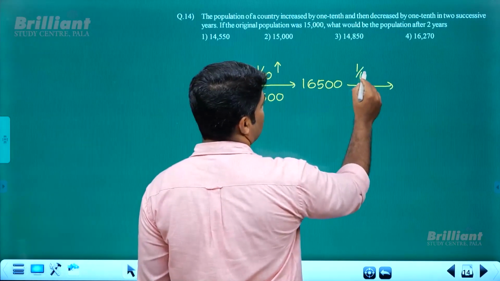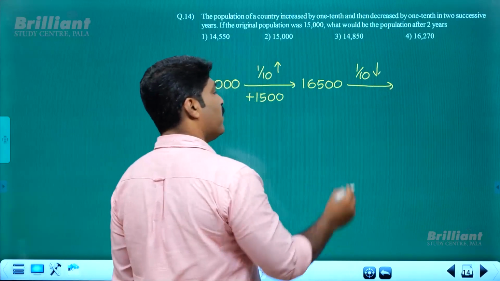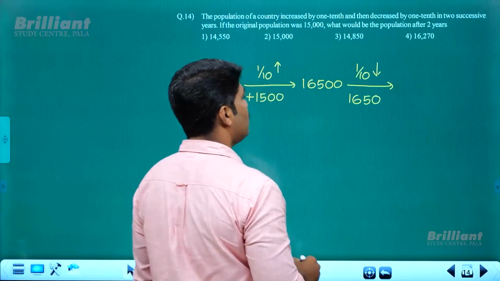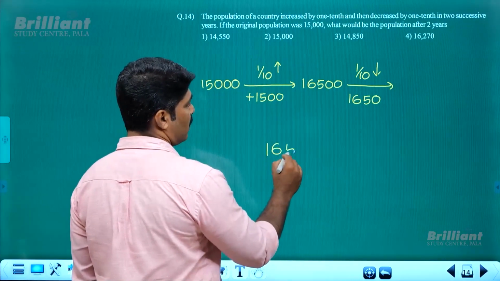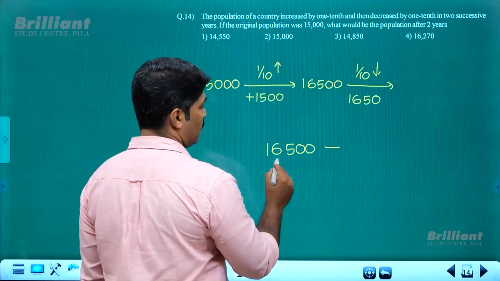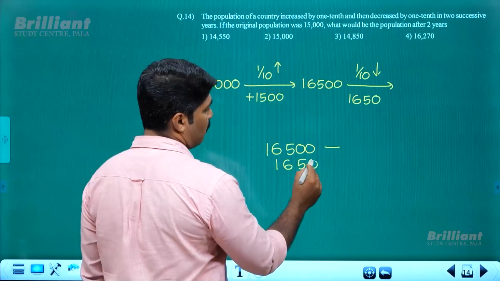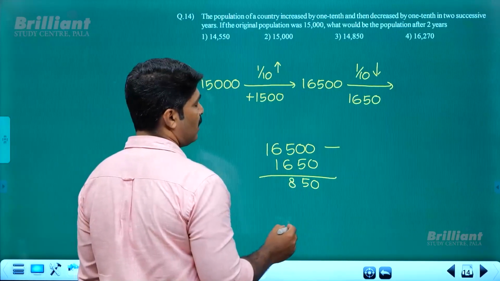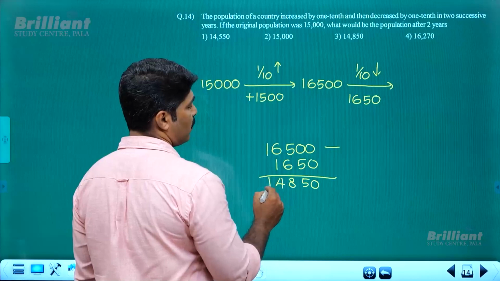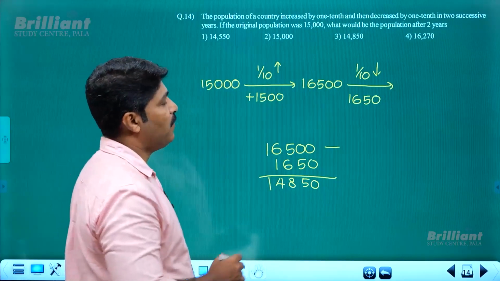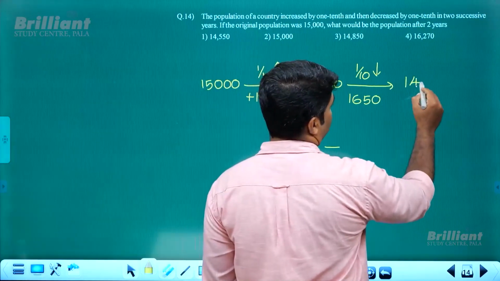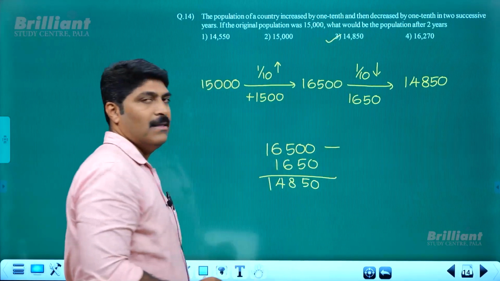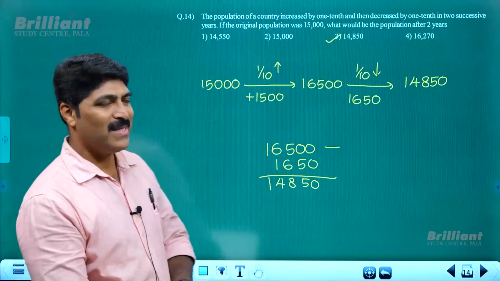Then it's decreased by 1/10. What is 1/10 of this value? This is 1650. You simply find 16,500 minus 1650. What will be the value? That is 14,850. Got it? So the answer is option 3. This is the easy and simplest way to reach the conclusion.